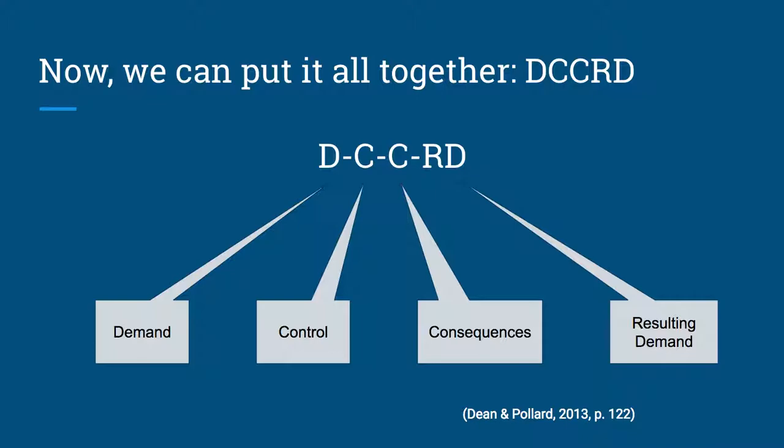We have all the pieces of the puzzle, so let's put them together. This is where the framework comes together to aid in making the appropriate ethical decisions necessary in an interpretation. First, a demand constellation is identified. Then, a control choice is made. This control will have a positive and negative consequence, or many positive and negative consequences that may lead to resolution or a resulting demand.